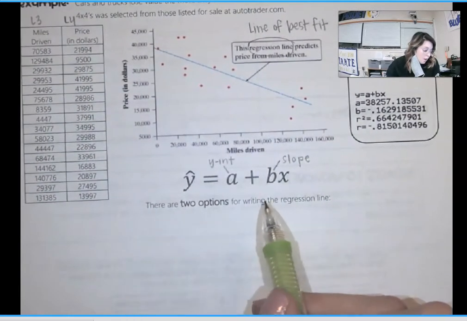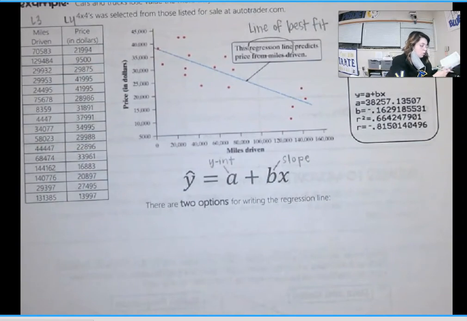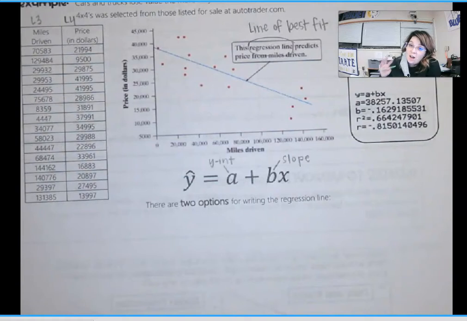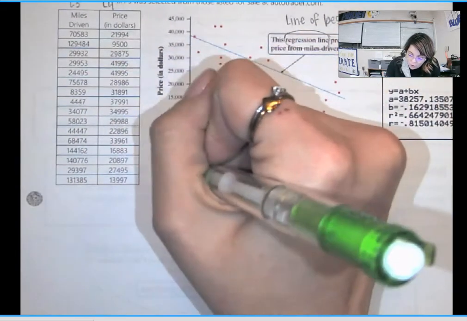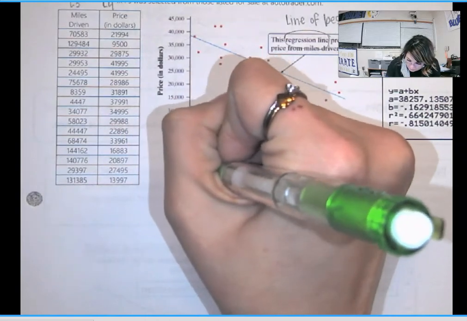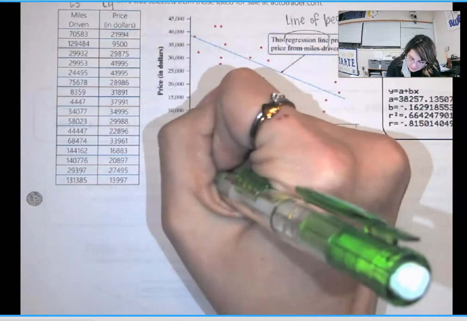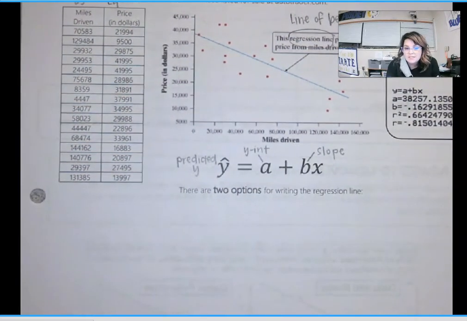We have two options for writing our line of regression. I forgot to tell you one important thing. It is 6 p.m. at school, and my brain is fried, so this is not the best quality lesson, and I apologize for that. This is very special. This y hat, you say it y hat because it's like a y with a hat. This is predicted y. It's really important that you know that that hat is predicted y.